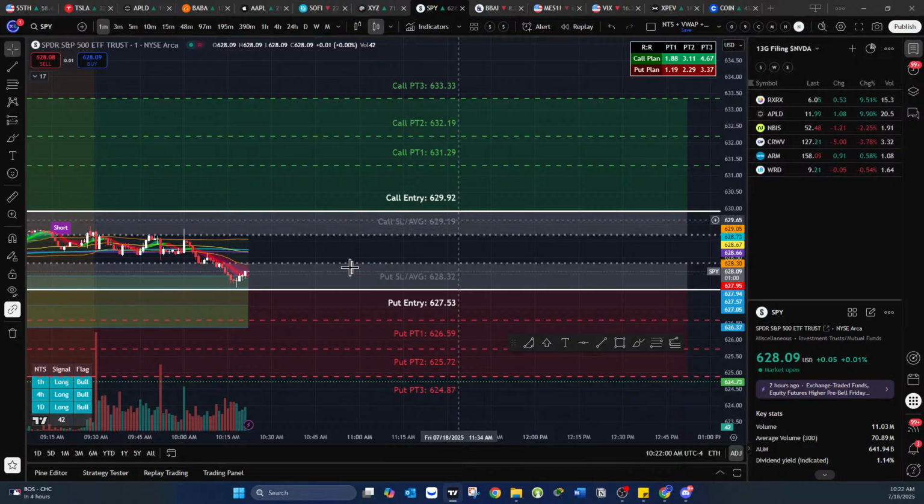Ooh, DraftKings got a TP upgrade from Mizuho. Very interesting. $58 price target. Yo, let me check DraftKings, man. I've been wanting to swing this for a while.